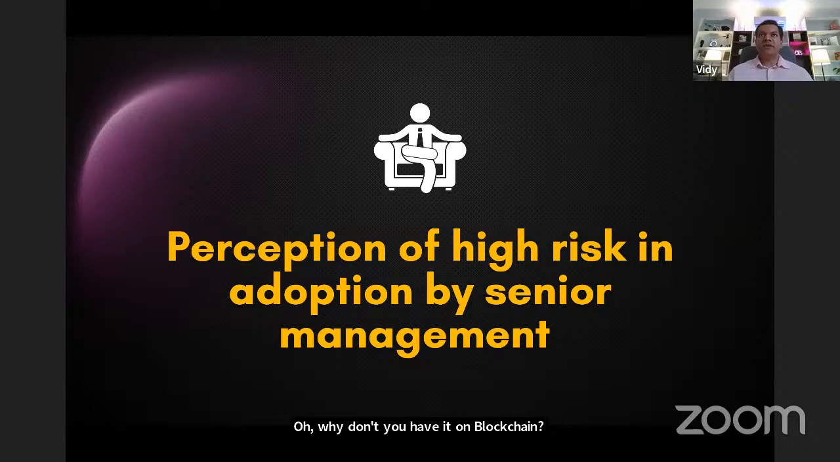So that shift, that change in perception will happen over time. And at this stage, the technology is considered quite risky for a number of reasons, and I will discuss them shortly. But that perception among senior management will change, but it will take some time.